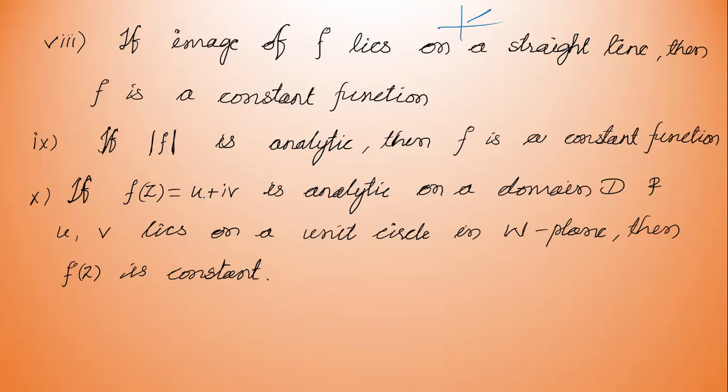Next, if f of z is equal to u plus I v is analytic on a domain D, and u, v lies on a unit circle on w plane, if you take this is a unit circle, value lies on a circle, then f of z is constant in this case also.